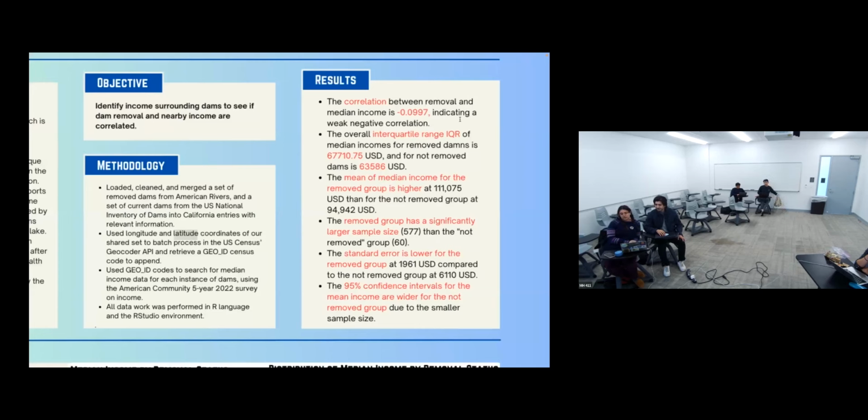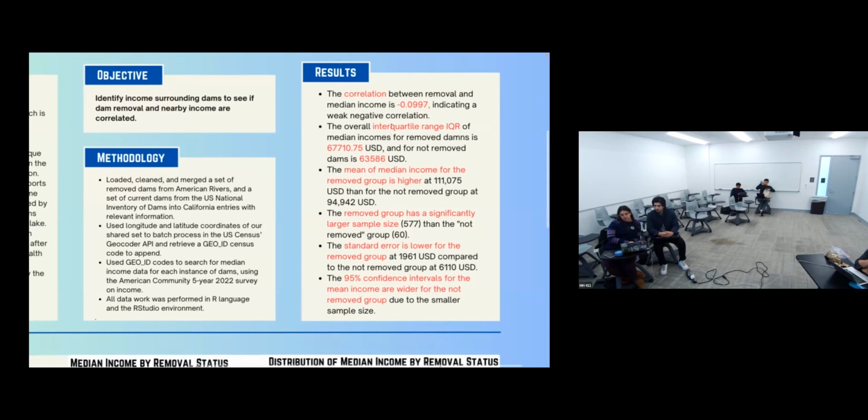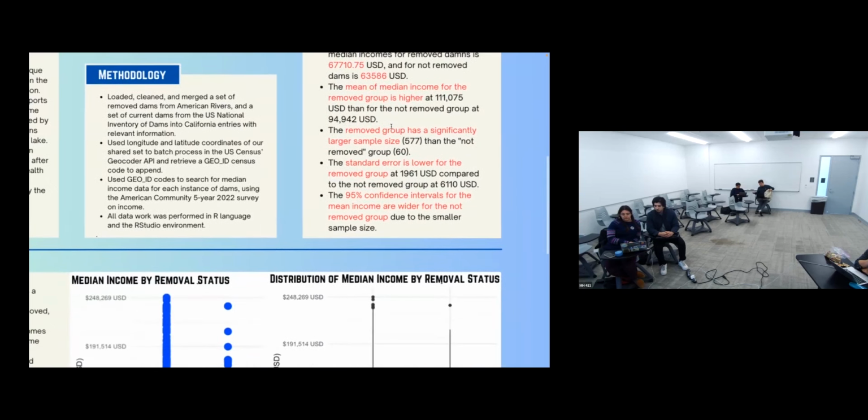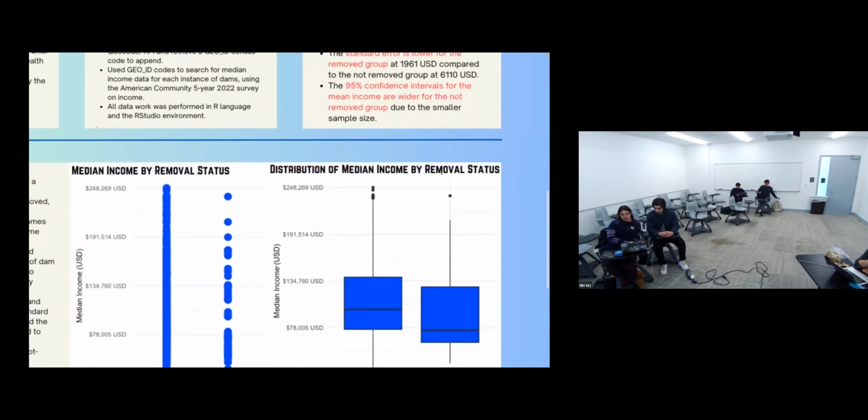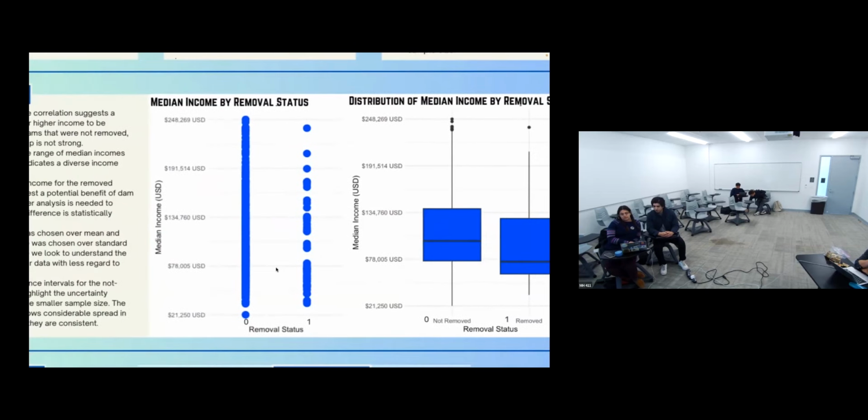Yes. Results were interesting. There is a correlation that we found. It is pretty mild, as you can tell. It's only like 0.1-ish, 0.09. There is a relationship there, but because of, again, the difference in sample sizes, I would say it's not statistically significant.